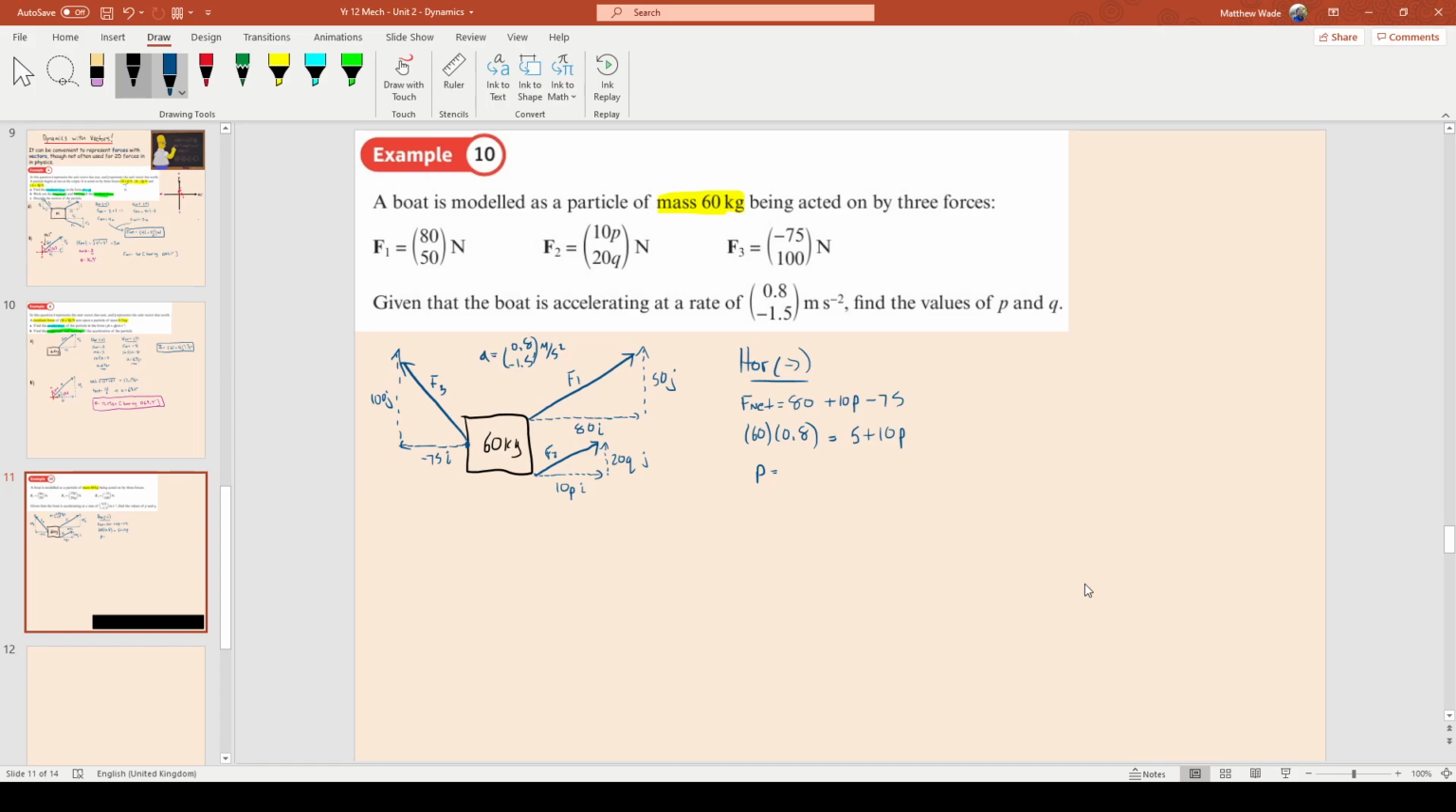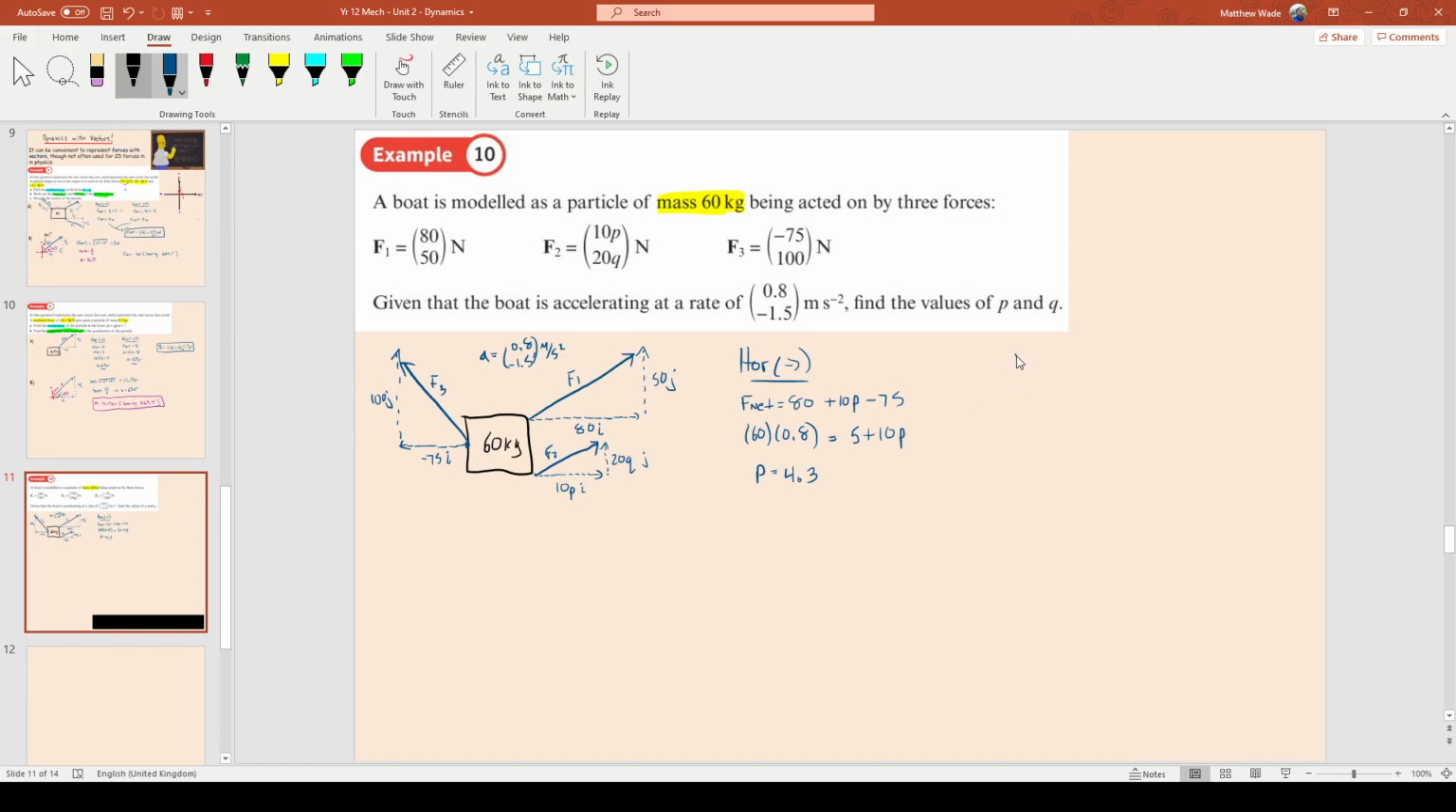Take 5 is 43. Divided by 10 is 4.3. Okay, so P then is just 4.3. Now it's not newtons or anything, it's actually unitless. It just happens to be there. It's in with the newtons, so it's unitless. It's just 4.3, you don't have to worry about it. It's just 10 lots of that is how quick it's going to the right, or the force that's going to the right.